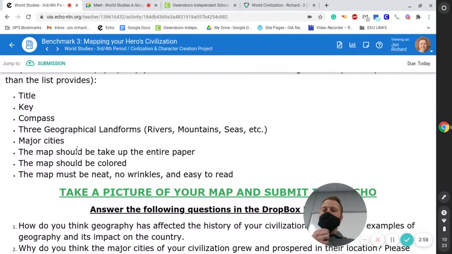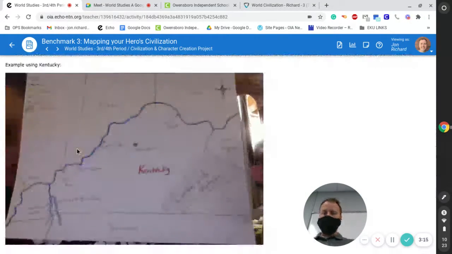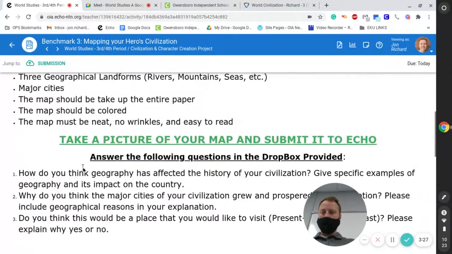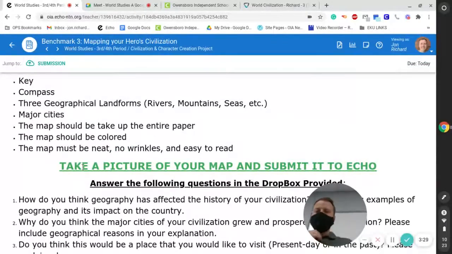You need to put your major cities. So I didn't put a number of cities because each civilization is going to be different, okay? I would shoot for 3 cities, but some civilizations might be so small that there's only 1 city, and that's okay, and I'll be able to judge that from what you find, okay? So I put in mine Frankfurt, Louisville, and Owensboro, okay, as my 3 cities. Obviously, our capital, one of our largest cities, and our city, okay? The map should take up the entire paper, so not just a small section.